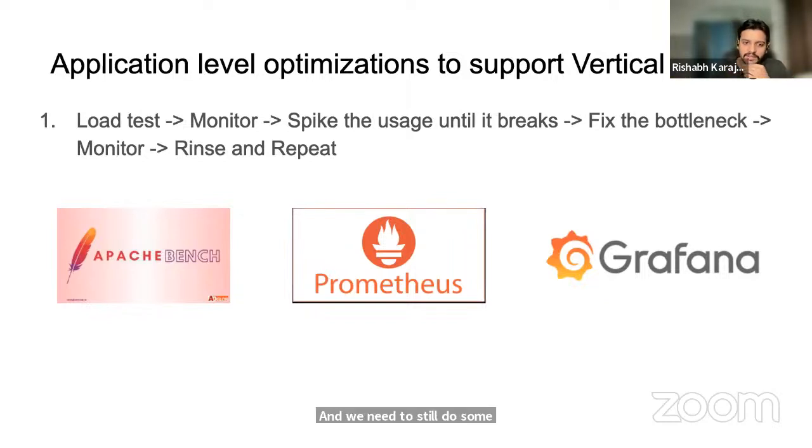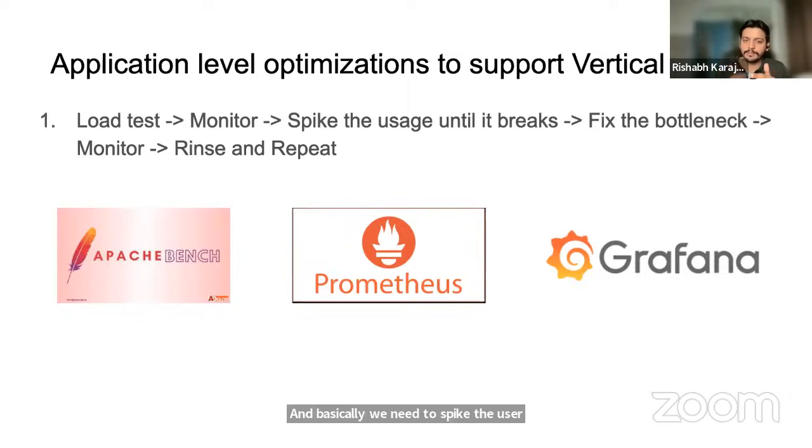So how do we address this? To start with, the best way to do application-level optimization is to have the right metrics and data points in your hand to understand where exactly you need to make code optimizations. A very common practice, even after developing a feature, is to have a load testing process in place, where we load test using tools like Apache Bench. We monitor the CPU utilization, the memory utilization, the event loop utilization, and basically we need to spike the usage until it breaks.